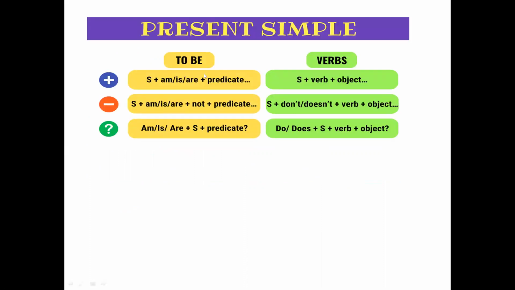So here you can see there are two columns, to be verbs and verbs. To be means where we are using be forms of verb, right? So if my sentence is affirmative, meaning positive, then my structure will be subject plus is, am or are plus predicate. If it is a negative sentence, then along with is, am or are, we add not and then the predicate.